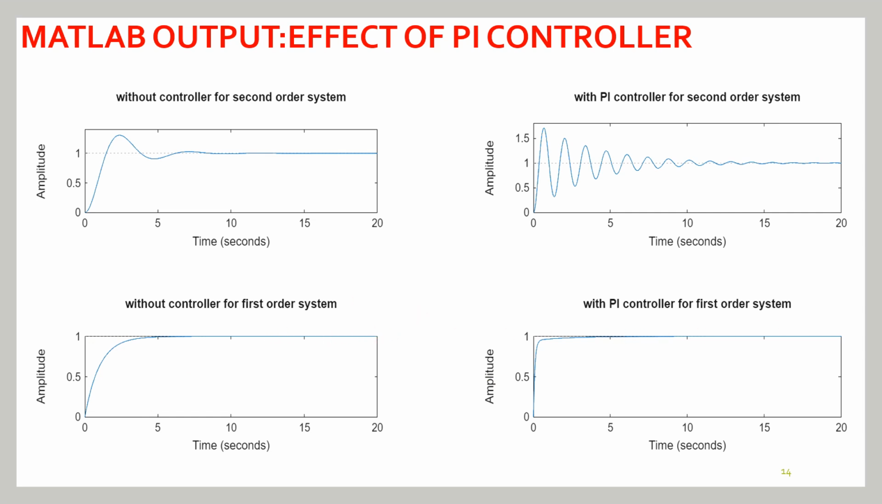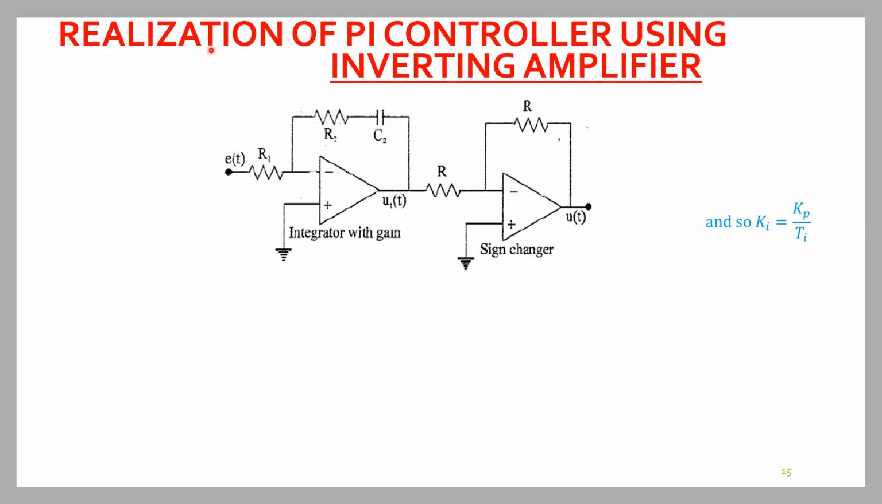Let us realize the PI controller with an inverting amplifier. The first stage is my integrator, the second stage is my sign changer. We know that here we need a PI controller, not only an I controller. If it is only an I controller, we need an input resistance with a feedback capacitance. But it is a PI controller, so in the feedback part, we have introduced a resistor.